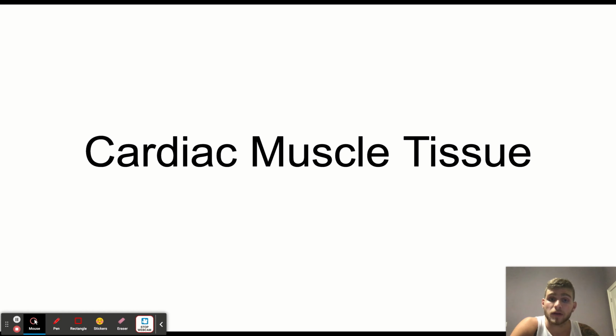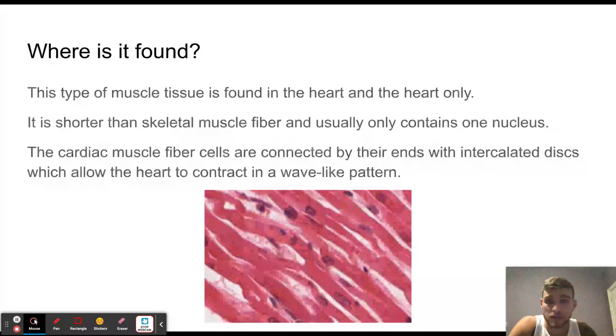Next up, we have the cardiac muscle tissue. This is going to only be found in the heart. It's shorter than the skeletal muscle tissue, and it usually only contains one nucleus, whereas the skeletal muscle tissue contains multiple nuclei so that it can keep reproducing those muscle cells for whenever they get torn and they need to repair themselves so that they can keep growing and getting bigger.